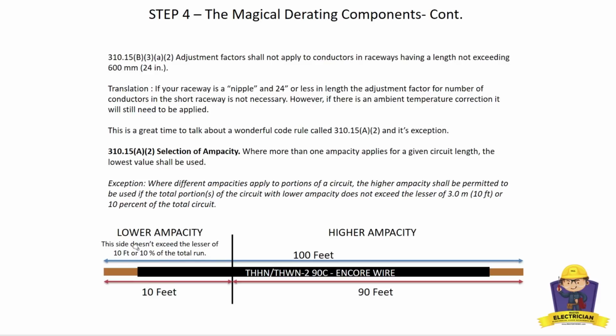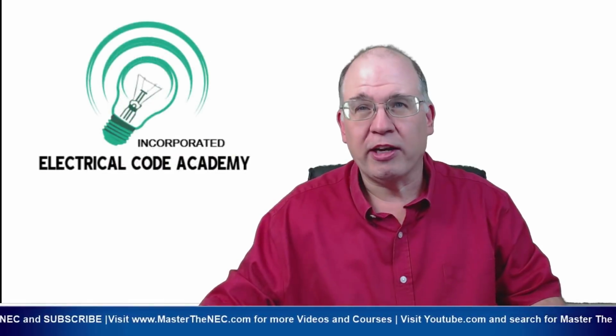So if the lower ampacity resulted due to an adjustment and correction right here, but the rest of, or 90 feet of this run, didn't have the same high elevated ambient temperature, and so my ampacity was a little higher, I can use this for the entire run. I can discount this.